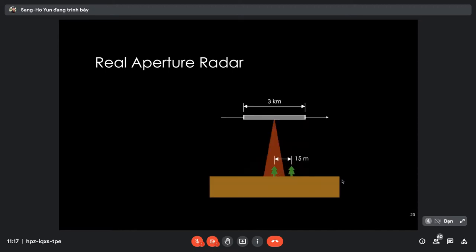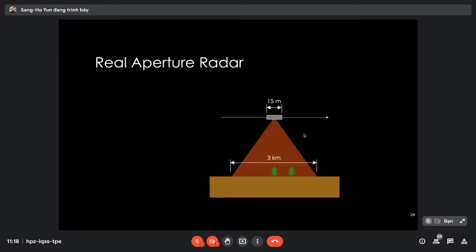What do you do? You have to lengthen the antenna. Let's say the trees are 15 meters apart. In this case, roughly speaking, with C-band, you need a 3 kilometer long antenna in space, which is physically not feasible. Perhaps what we can achieve is a 15 meter antenna in space, and then what you get is a 3 kilometer resolution. You cannot possibly resolve these two trees. Even a 15 meter antenna is too big to put in space.